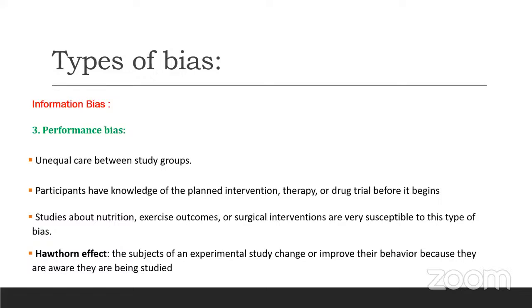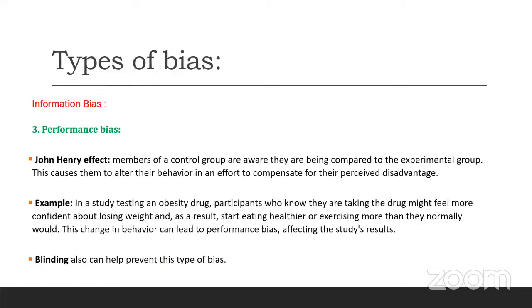The third type of information bias is performance bias. It happens when there is unequal care between study groups. Participants have knowledge of the planned intervention, therapy, or drug trial before it begins. Studies about nutrition, exercise outcomes, or surgical interventions are very susceptible to this type of bias. The Hawthorne effect happens when subjects of an experimental study change or improve their behavior because they are aware they are being studied. The John Henry effect is when members of a control group are aware they are being compared to the experimental group. This causes them to alter their behavior in an effort to compensate for their perceived disadvantage.